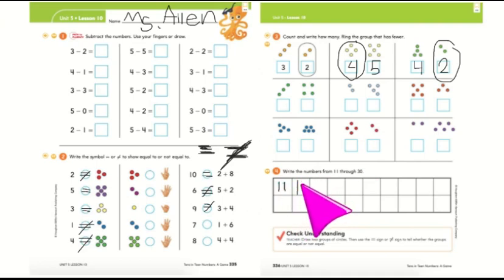11, 12, 13, 14. You're going to keep going on until you get all the way to the number 30. I know we've been practicing our number writing a lot lately, but it's important that we keep practicing so we can get better. Try these.